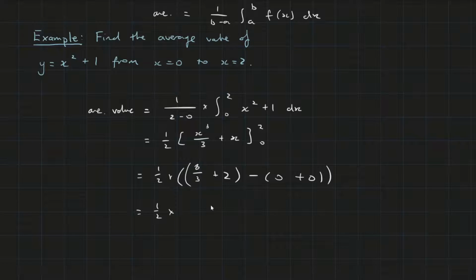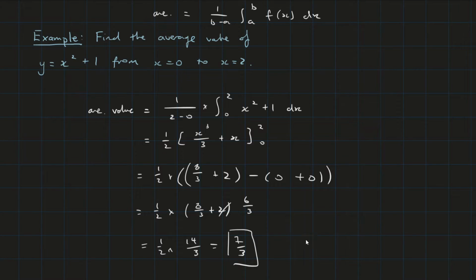Therefore, we have 1/2 multiplied by 8 over 3 plus 2. Now 8 over 3 plus 2 is just going to be 8 over 3 plus 6 over 3, making it the same denominator, so we can add the two fractions together. 1/2 multiplied by 14 over 3 becomes 7 over 3. So this is going to be the average value of our function x squared plus 1 in between x equals 0 and x equals 2.